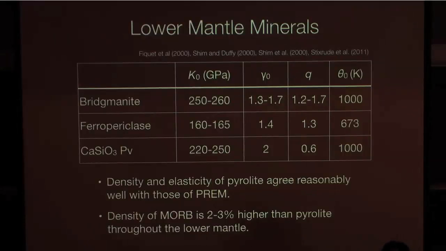We occasionally hear something. It's remarkable that pyrolite has survived throughout all those years with a lot of different results. But maybe tomorrow we'll see a new Science paper that claims that pyrolite doesn't work. But so far it's fine. Second one, density of MORB: all the results so far show that the density must be 2 to 3% higher than pyrolite. Really robust. Okay?